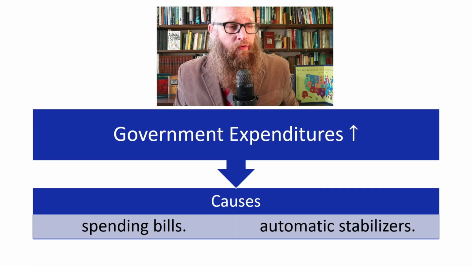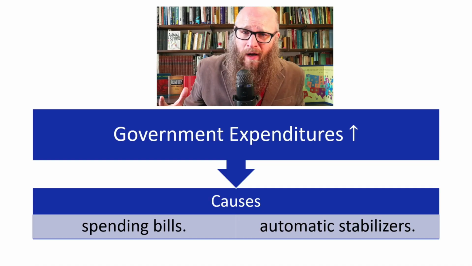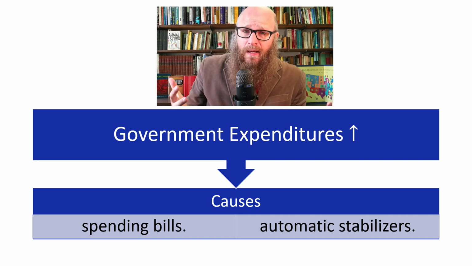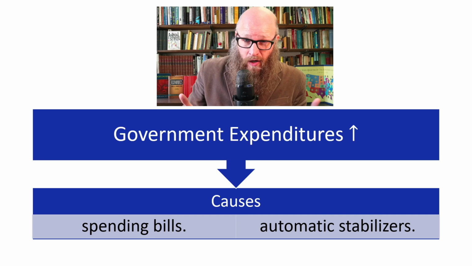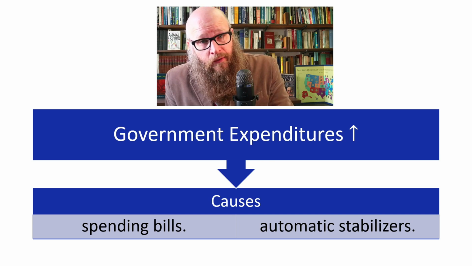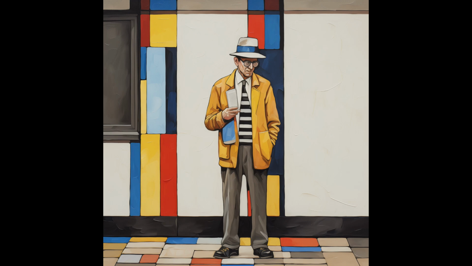Next, what causes government expenditures to go up? The political process. It can be a direct spending bill, such as very explicit stimulus bills during a recession, or it can be an automatic stabilizer. And automatic stabilizers kick in regardless of passing a new bill. Unemployment insurance is often like this. A whole bunch of people become unemployed and automatically they receive that funding.